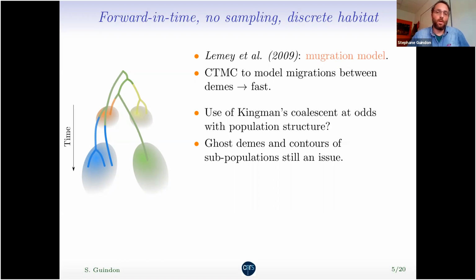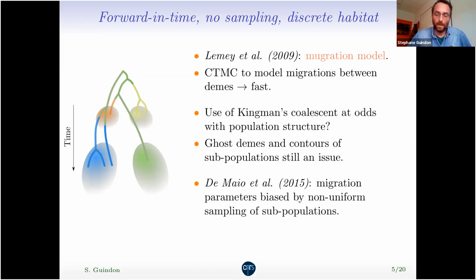Ghost demes and the contours of your demes, of your subpopulations, is also an issue. And in 2015, Nicolas De Maio and collaborators have shown that migration parameter estimates may be strongly biased depending on how locations are sampled throughout your habitat.